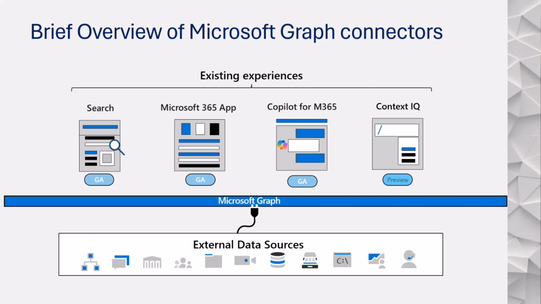Graph Connectors are a way for organizations to bring their line of business data into Microsoft Graph, which is the data fabric that powers intelligent experiences such as Copilot for M365, Microsoft Search, and more. So you have content in ServiceNow, Jira, CRMs, enterprise websites, and more. Microsoft Graph Connectors are the perfect way to get that data into Graph.